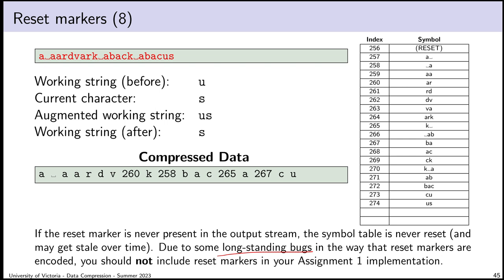Because of that, in our assignment, we are not going to use reset markers. Even if you find a way of making them work correctly, so you reverse engineer the bugs in the program and implement those bugs into your own implementation, even if you get reset markers to work, you will not get any marks for having them, and you will lose marks for not following this instruction. So in our assignment, do not include reset markers at all. Don't add reset markers to your bitstream at any time.